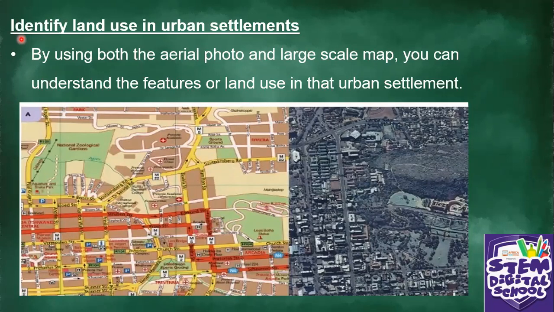Now we look at how to identify land use in urban settlements. By using both the aerial photo and the large-scale map, you can understand the features or land use in that urban settlement. So you take your aerial photograph, you take your large-scale map, and you are able to understand the features of a particular area.